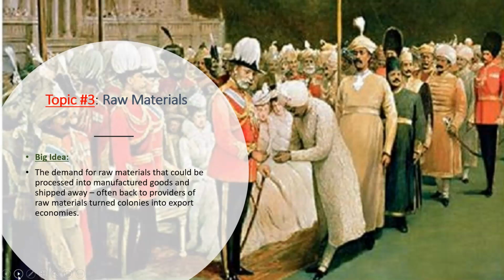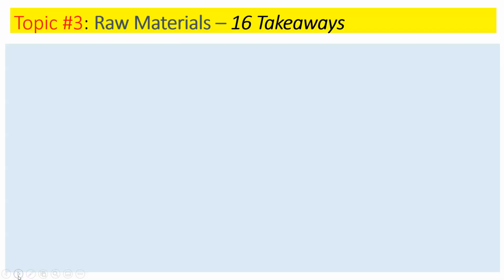We got topic number 3, raw materials. What's the big idea here? The demand for raw material that could be processed into manufactured goods and shipped away, often back to providers of raw materials, turned colonies into export economies. Topic number 3, I got 16 takeaways for you.